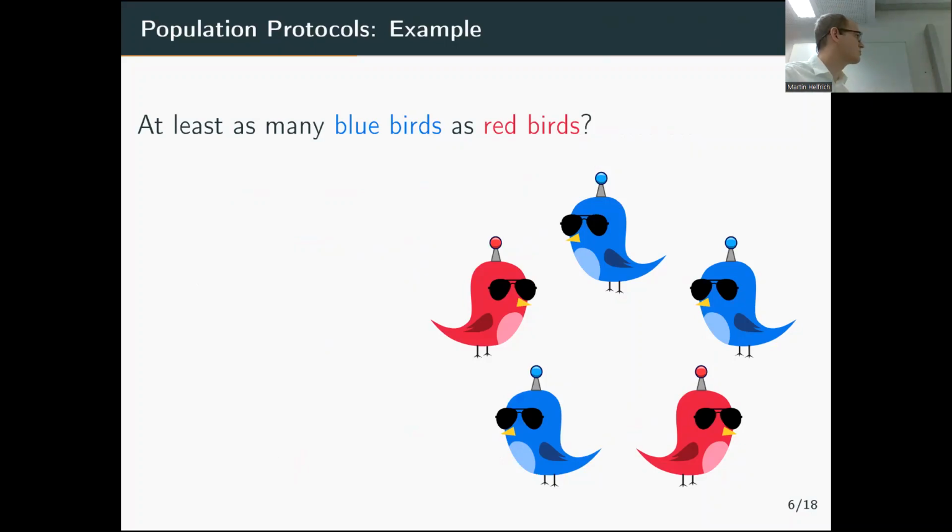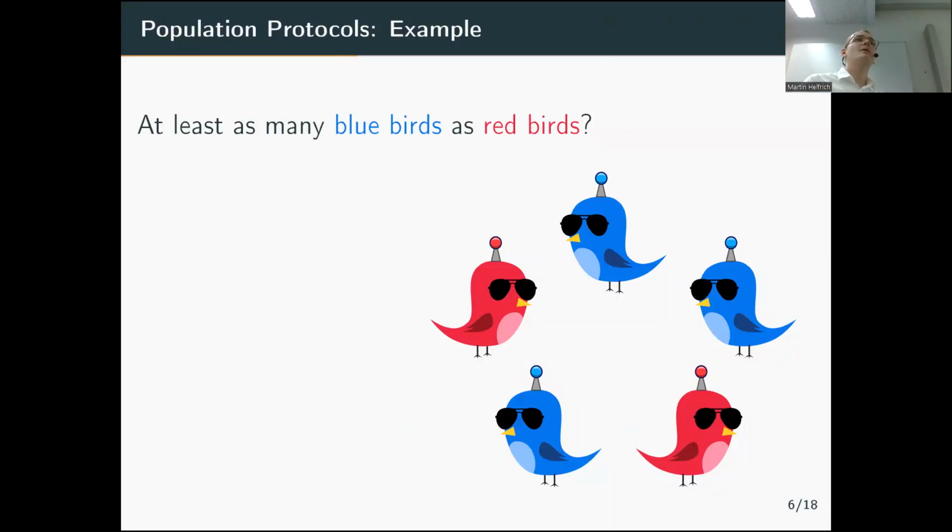Here we have a group of birds, a flock of birds, and they have different colors. They can be blue or red. And the birds need to answer the question, are there initially at least as many blue birds as red birds? For us as an outside observer, this is a rather simple question. We can see there are 3 blue birds, 2 red birds, so the answer is yes.